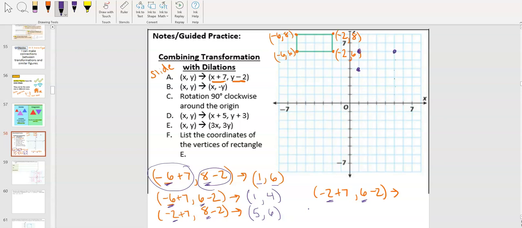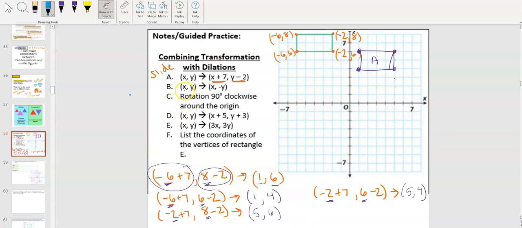And then the last one, -2 plus 7 again is 5, and 6 take away 2 is 4. So (5, 4). So there is my new shape right here, and this shape is called A.